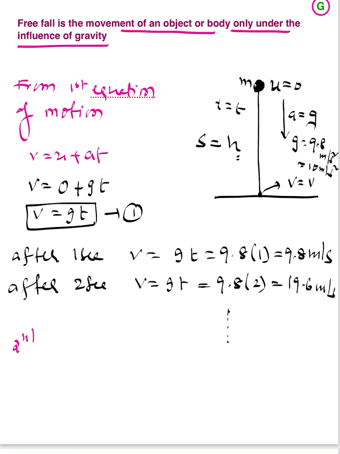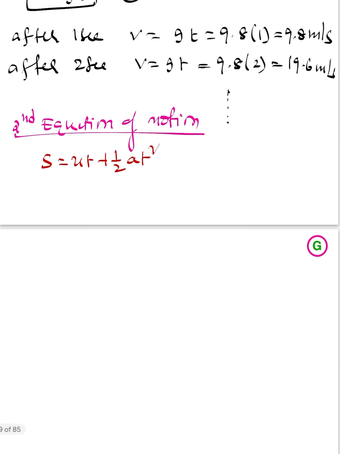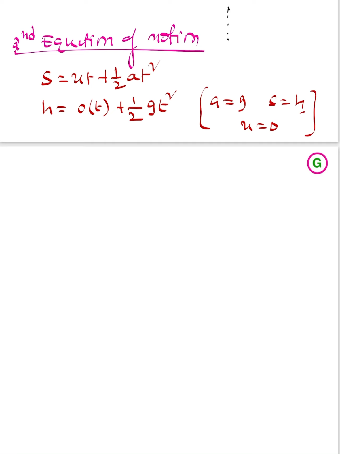Now the second equation of motion. What is the second equation? s equal to ut plus half at square. Here s is the displacement, s equal to h, u is 0 as the initial velocity is 0, into t, plus half gt square. The acceleration a is equal to g, s equal to h, and u will be 0 in this case. So h equal to half gt square.